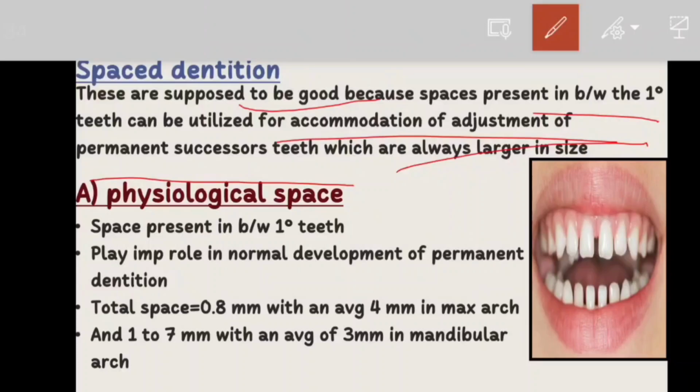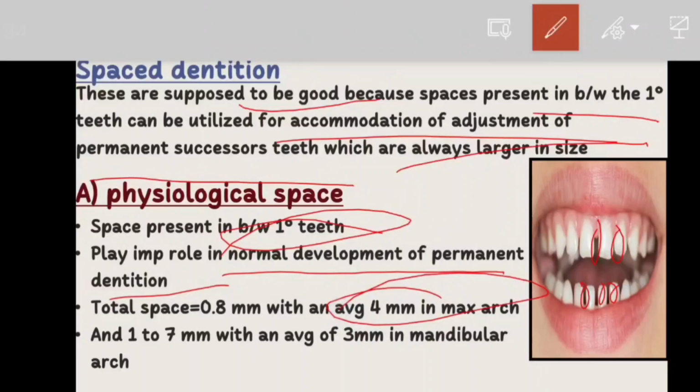This is a space which is present in between the primary teeth. Here the image shows the space between the primary teeth. You can see this space is present. The important thing is it prevents crowding later, so it plays an important role in normal development of permanent dentition. The average space in maxilla is around 4 mm in the maxillary arch, and in mandible the average is 3 mm in the mandibular arch. Okay.